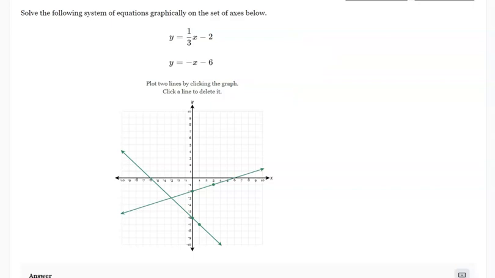Once graphed, you can identify that point of intersection, and you can type it in this answer key. That concludes homework number 18.